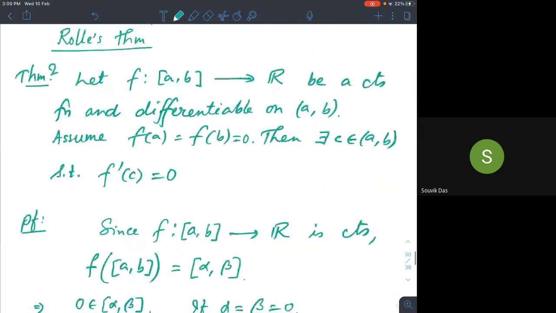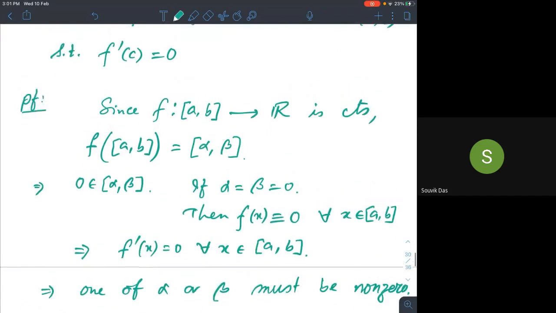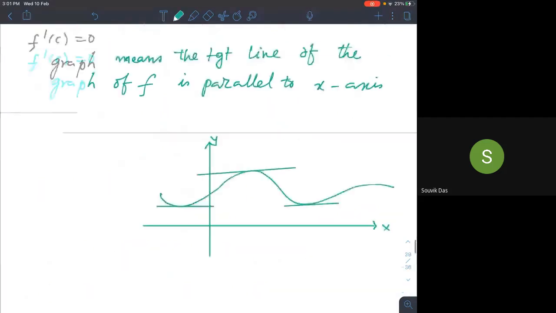So what is the problem here? Rolle's theorem. What are the assumptions? You have a continuous function on a closed interval, differentiable on the open interval, and at the endpoints it is 0. Then there exists one point in the open interval (a,b) such that f prime c is 0, which means that the graph has a tangent at c which is parallel to the x-axis.